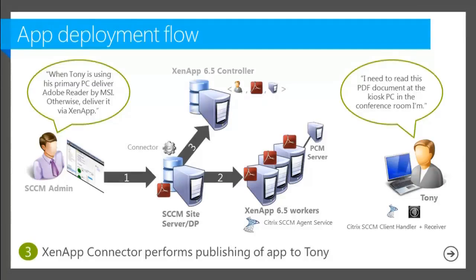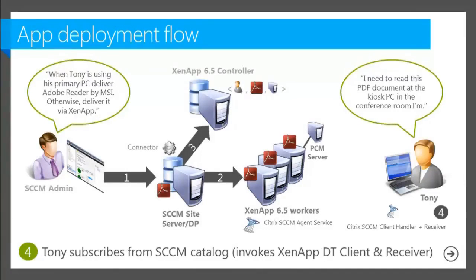So let's say Tony goes into a conference room and he says, I need to read a PDF document at the kiosk PC in the conference room. So he opens up the application catalog and makes a subscription for the application. What happens at that point is SCCM figures out what's the best deployment type to use. Because it's not his primary PC, it comes to a conclusion that XenApp is the most preferred deployment type.